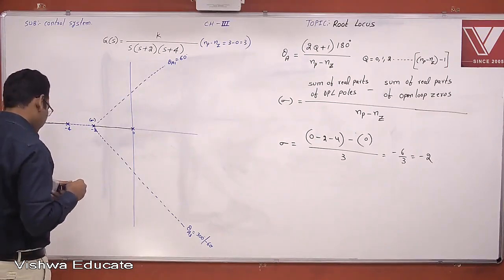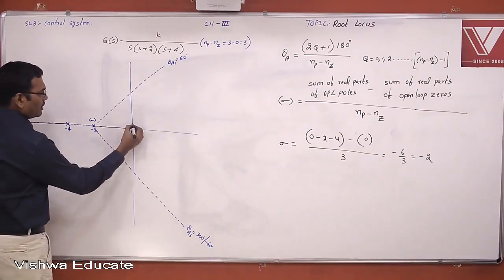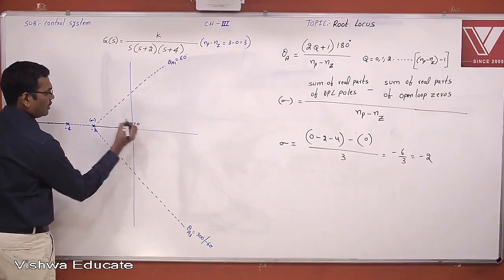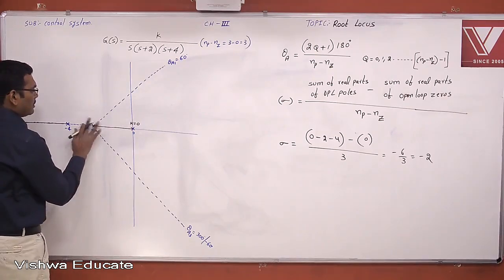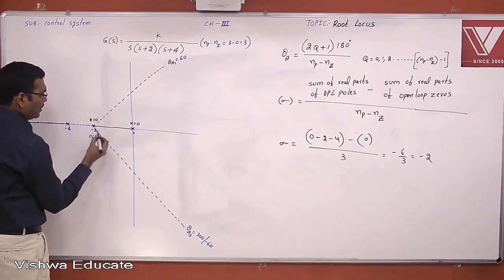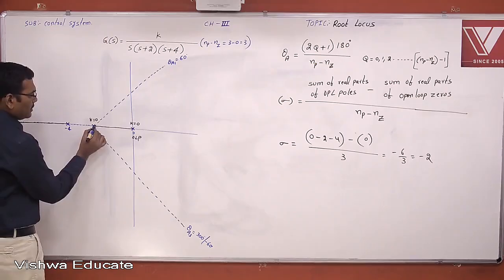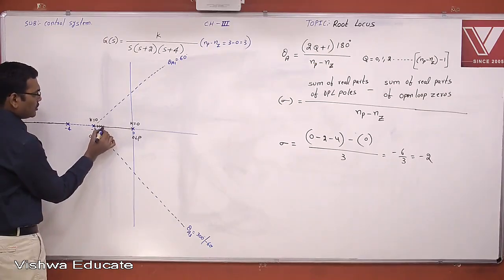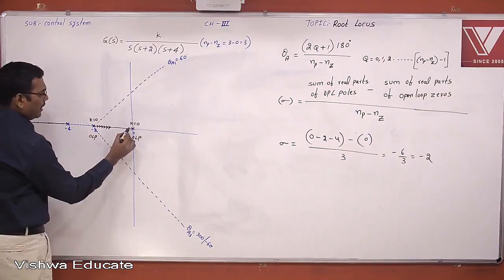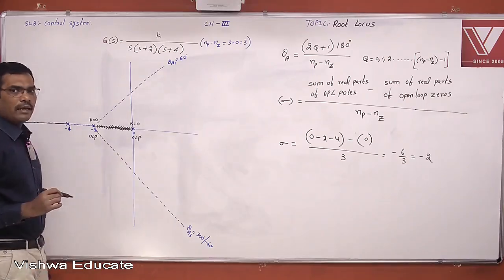Now see the root locus diagram. Very, very important. Okay. Concentrate. The root locus diagram starts with k equal to 0. The root locus diagram starts with open loop poles. As k is changing, the closed loop poles are moving. These two closed loop poles meet at a particular point. That particular point is called the breakaway point.